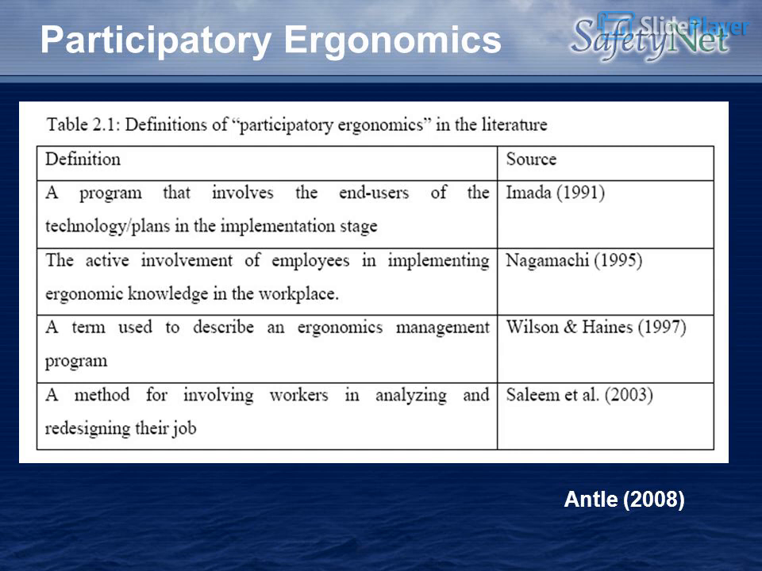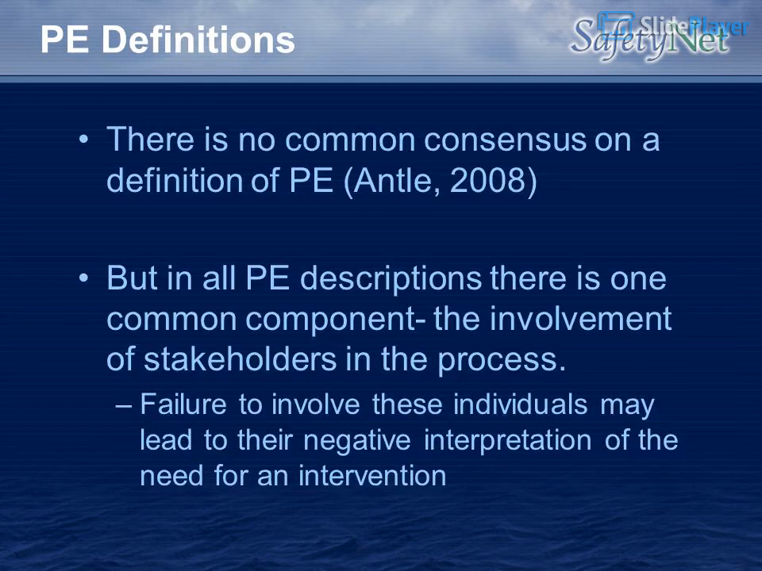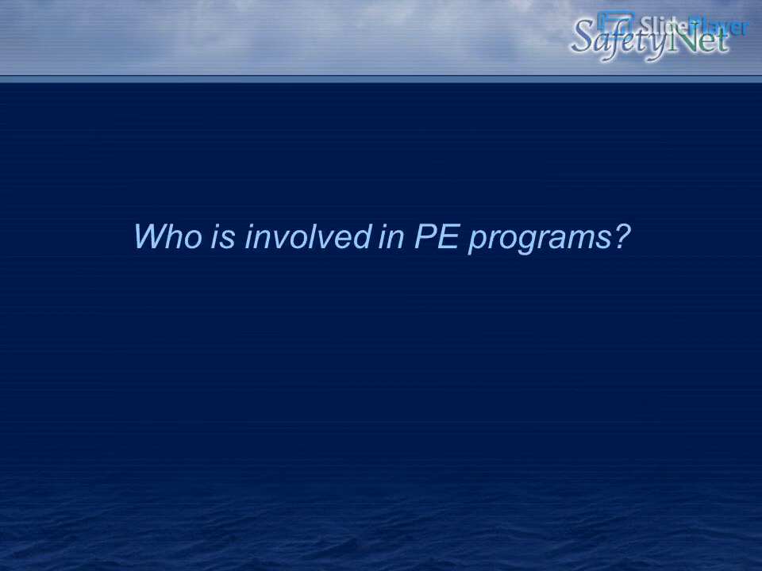Antle, 2008. There is no common consensus on a definition of P. But in all P descriptions there is one common component: the involvement of stakeholders in the process. Failure to involve these individuals may lead to their negative interpretation of the need for an intervention. Who is involved in P programs?